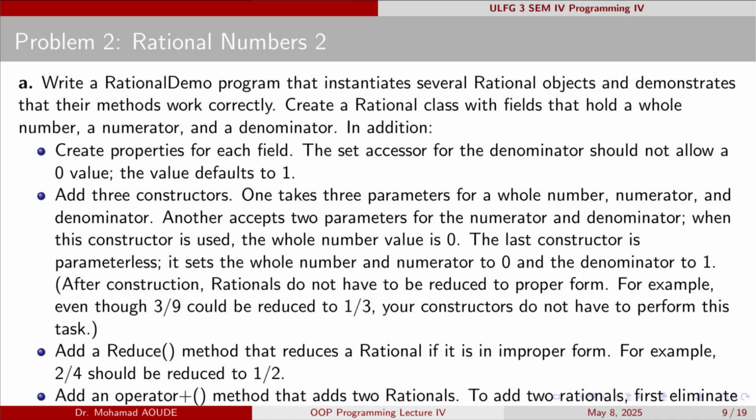Problem 2 introduces an enhanced version of the rational class. The structure changes slightly to include a whole number field in addition to the numerator and denominator. Data validation. A key requirement for the denominator's set accessor is validation. It must not allow a 0 value. It should default to 1 if 0 is attempted. This enforces data integrity at the point of modification.